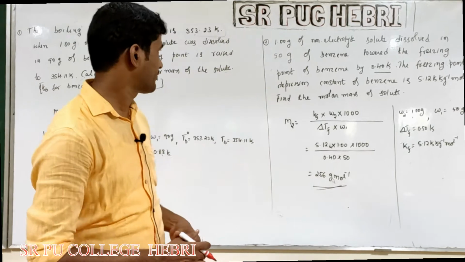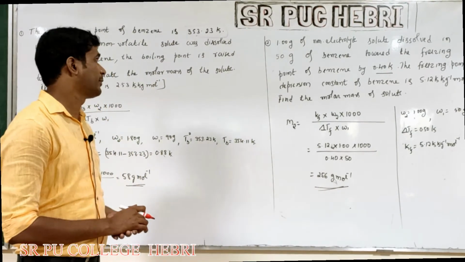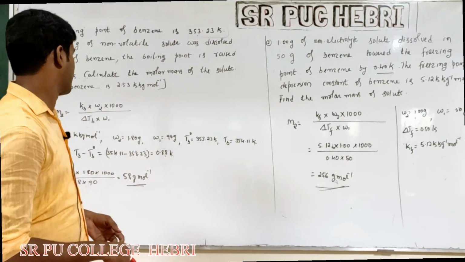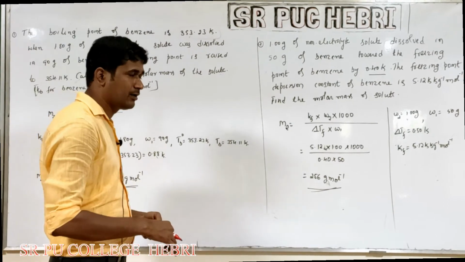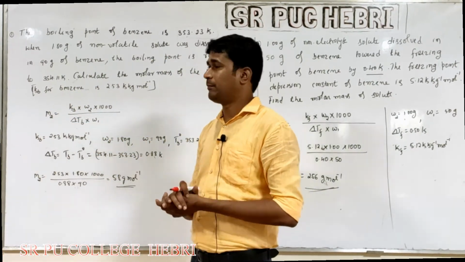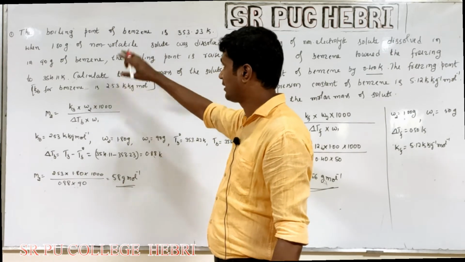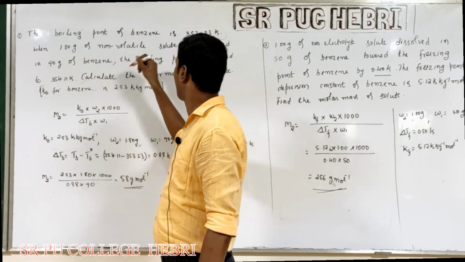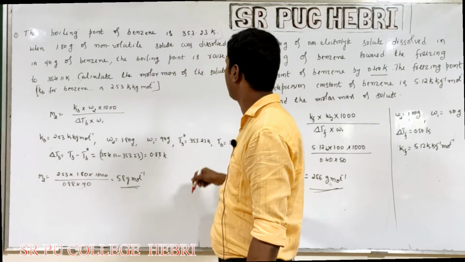Hello students, in our previous video we were discussing the numericals on colligative properties. Next, moving to the next one. This numerical is based on elevation in boiling point. Once you read out the question, the boiling point of benzene is 353.23 Kelvin.